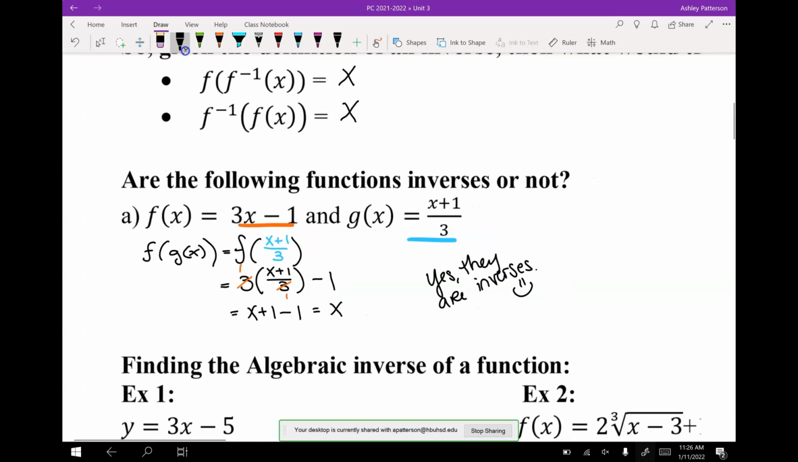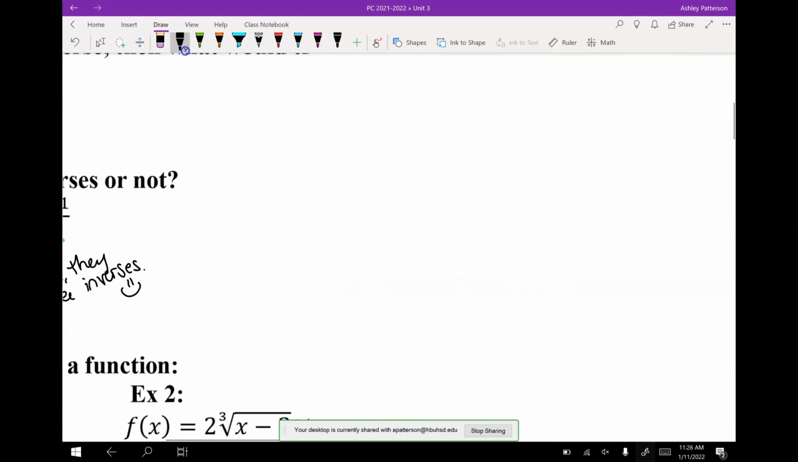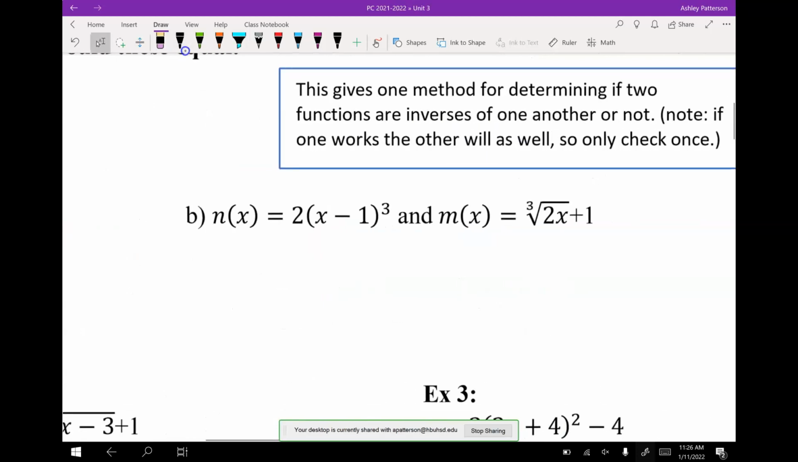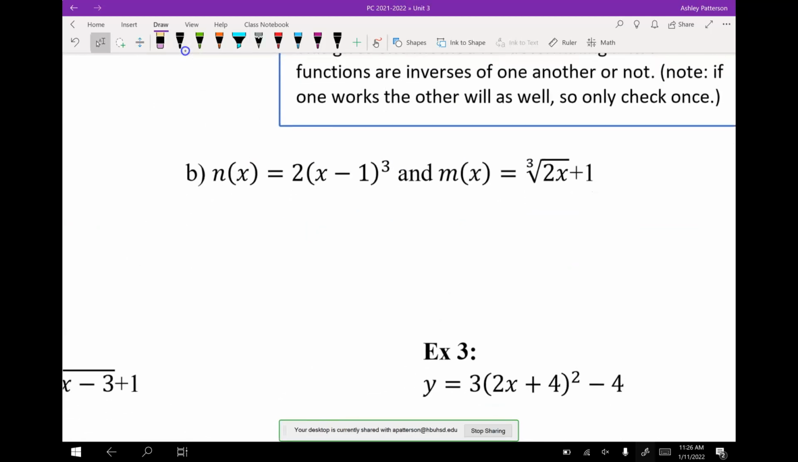Why don't you all try B? If it'll pop up on my screen. There we go. We have n of x and m of x. Doesn't matter which way you compose, either n of m or m of n. See if they compose to x, and then we will check our answers when you're done. All right, shall we see how we did?